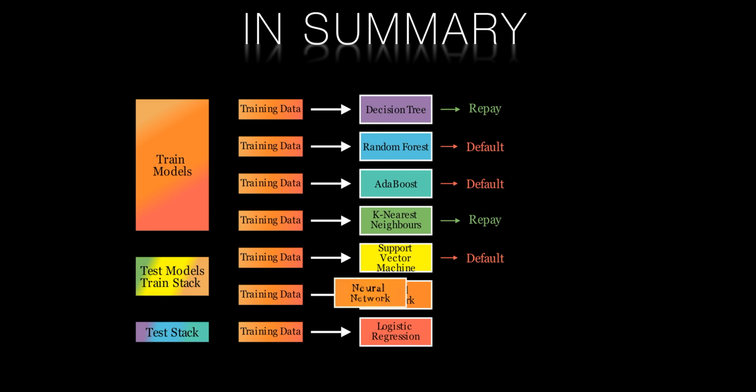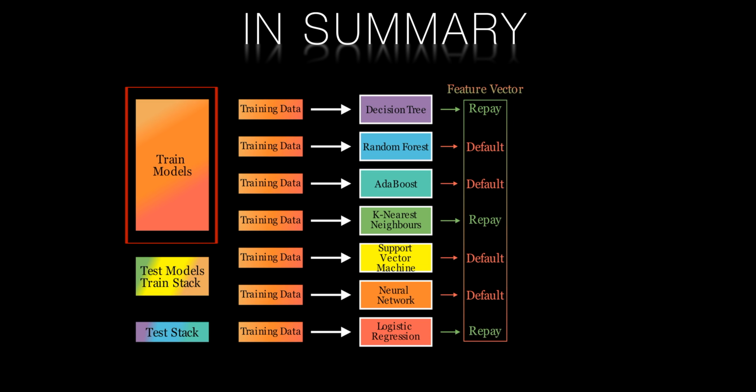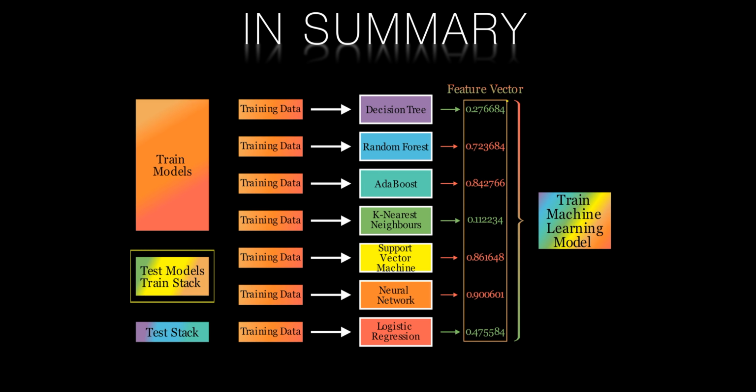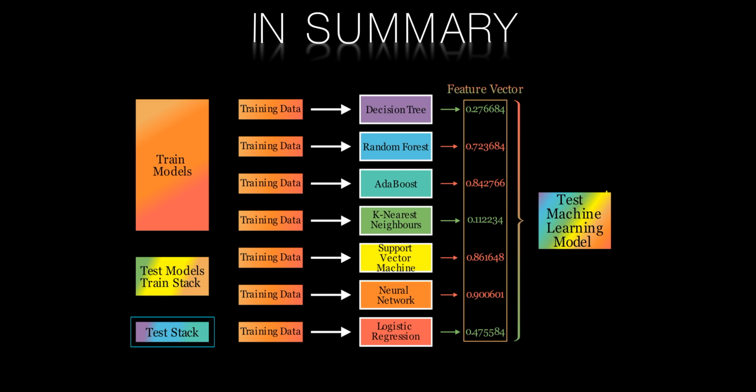We do this by breaking our sample data set into 3. The first set is used to train the base models. The second set is used to train the stack aggregator using the predictions from the base models as inputs. And the final set is used to test the aggregator.